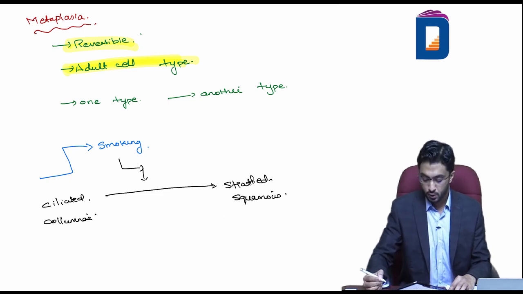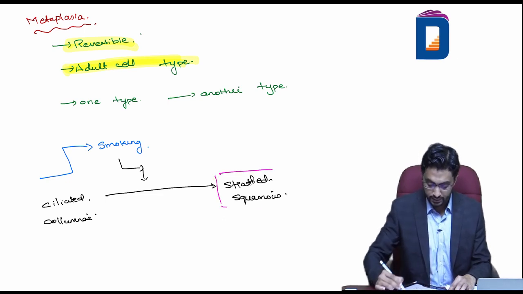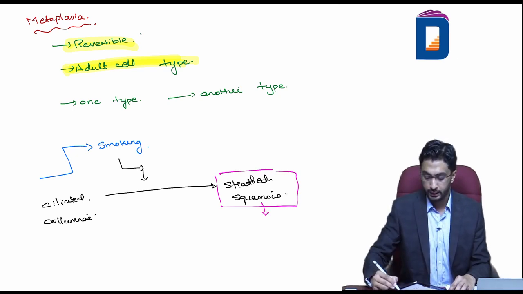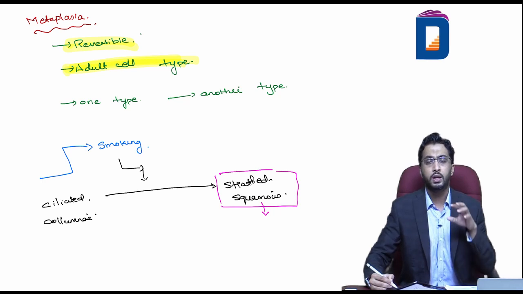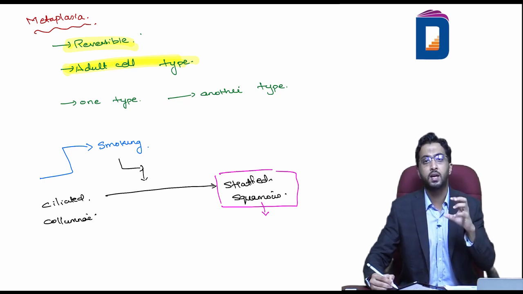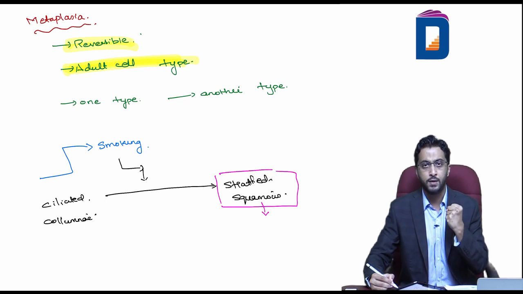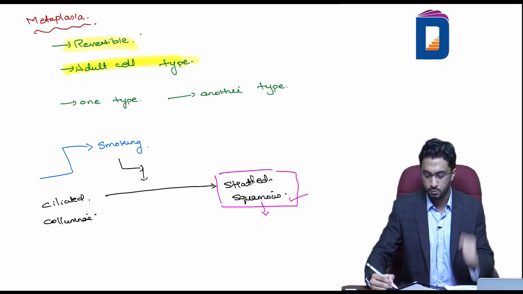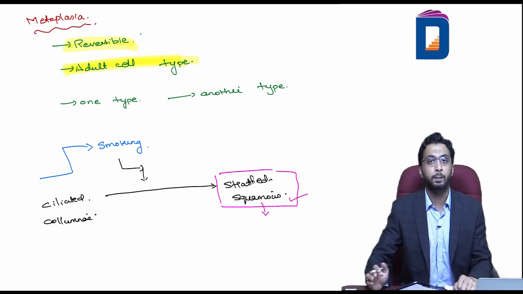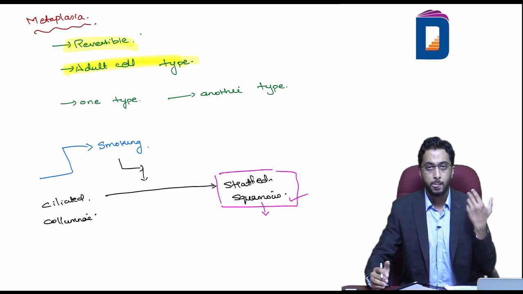Now, what is the advantage of stratified squamous cells over the ciliated columnar? It can sustain the injuries from smoke. Stratified squamous cells are much more rigorous cells. They have much more capacity to sustain noxious stimuli. So this is again an adaptive response of the body to deal with the noxious stimuli.